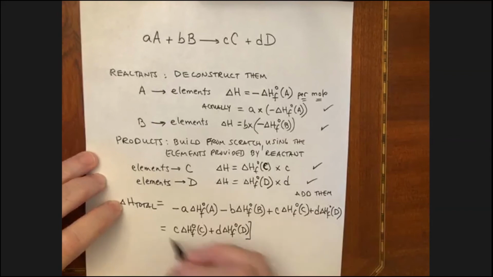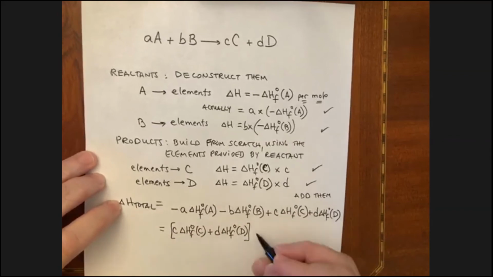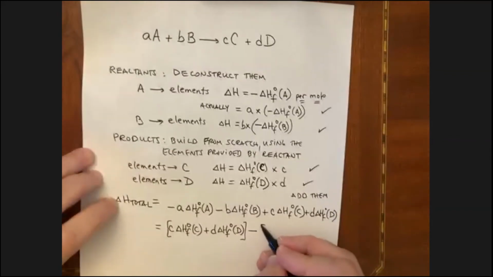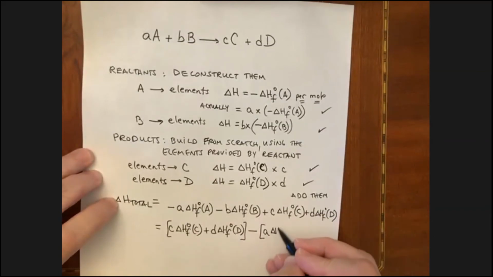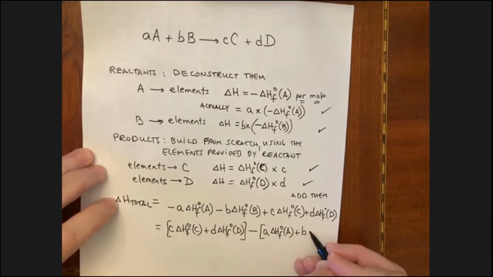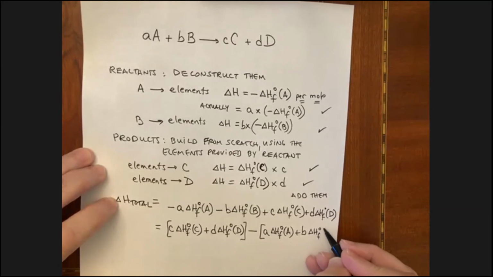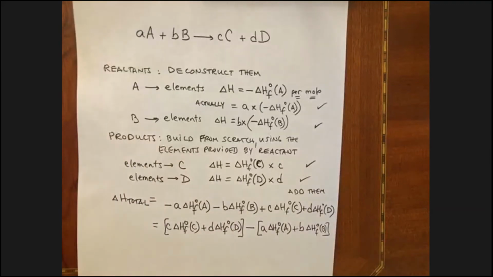And I'm going to enclose those in a bracket, minus, I'm going to put the negative sign out, and then inside my brackets, I would have a times the enthalpy of formation of that compound plus b times the enthalpy of formation of that compound. All right, everybody got that?